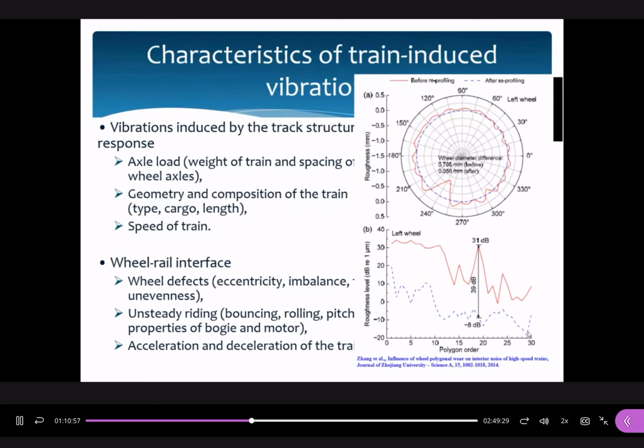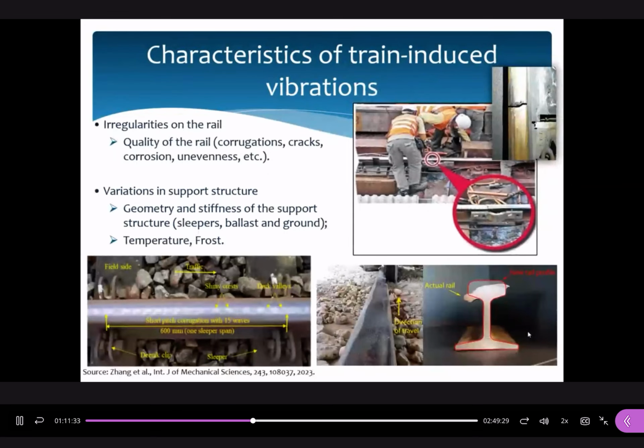And these are the figures to show the roundness of a wheel. Originally, you can see the original is the blue line. After a period of time, you could induce some polygons on the surface. So when you compare the red line and the blue line, in terms of the roughness levels, it could be increased by 39 dB. This is not the sound level. This is the roughness level. And also irregularities or variations of the support structures can also induce train vibrations.